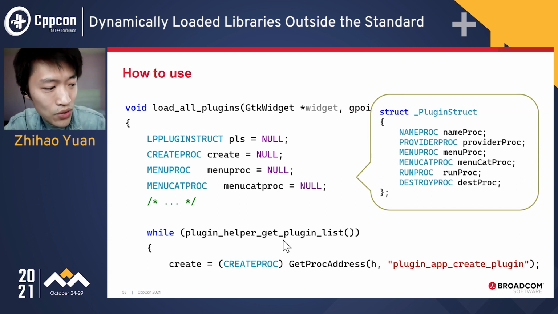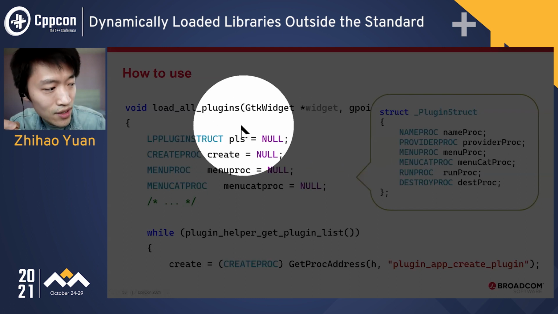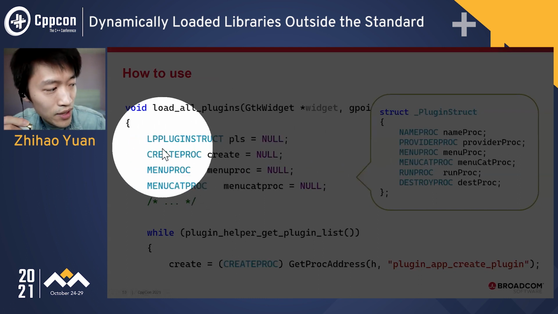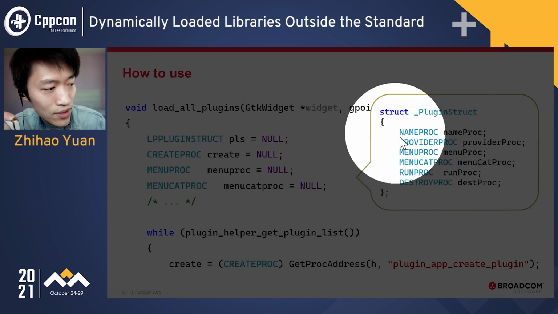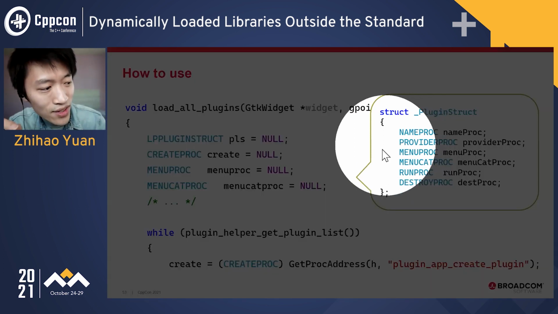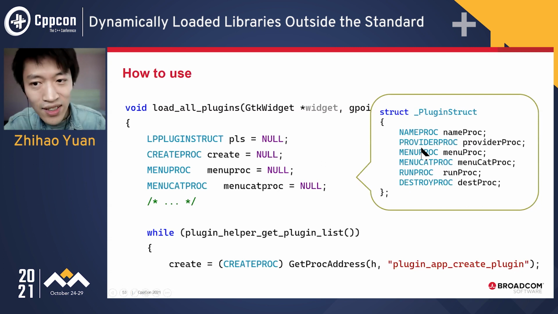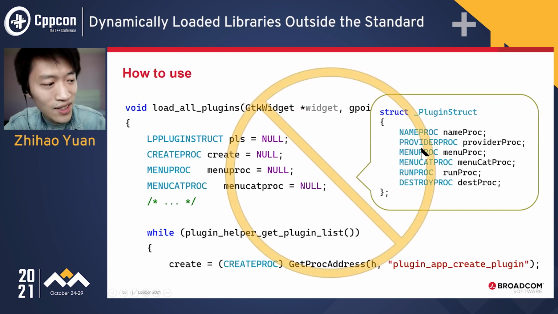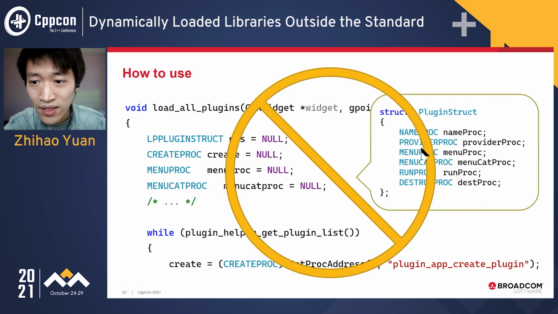We are going to assign every plugin's function pointer to some struct like this. You know, this type is a pointer to this struct. Now, what's this? It's a vtable. So please don't do that.